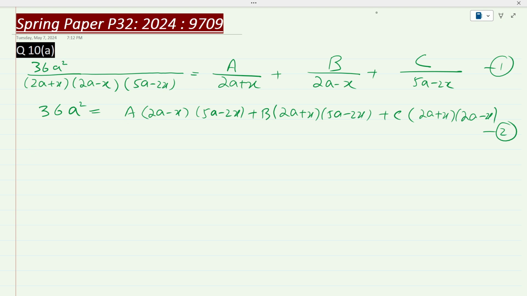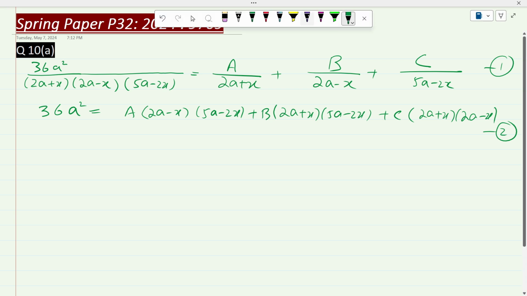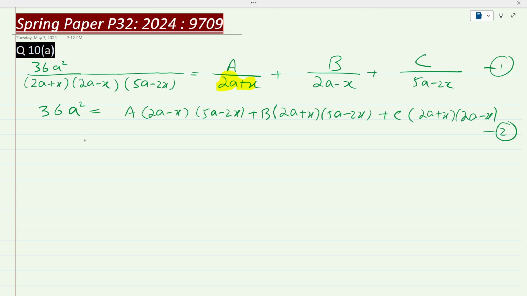So first of all, we are going to find A. For that, we will equate the denominator of A to 0. So we are going to substitute x equals minus 2a, and by doing so we will get the value of A. So 36a squared, then 2a minus minus 2a, that would be 4a, and 5a minus 2 times minus 2a, that would be 9a, and the rest of the terms would be 0. So we have 36a squared on the left, 36a squared on the right. So A equals 1.